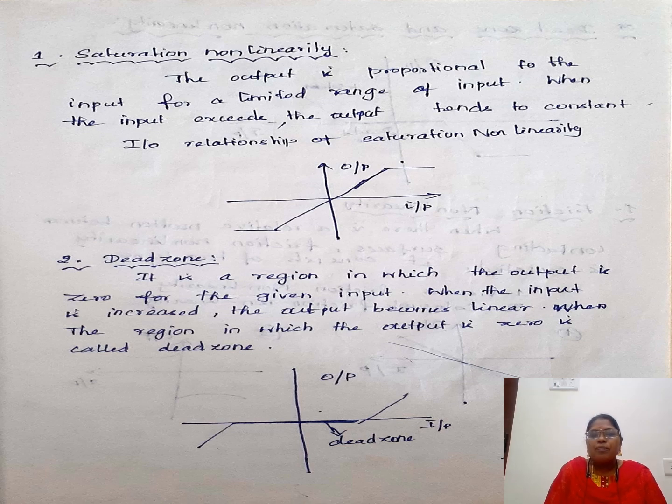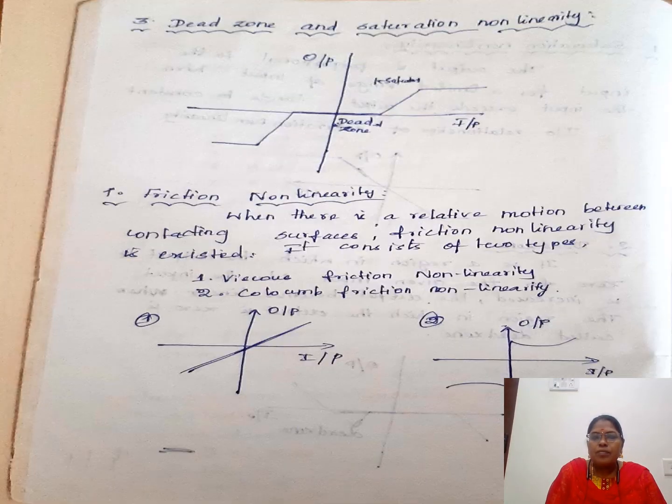And the dead zone is, if you take the input and the output for a particular period, the output remains dead. Then the input starts responding so that you get an output. So this we call a dead zone. And the next one is the dead zone and saturation nonlinearity. Up to this region we call it dead zone, and up to this second part we call it saturation. It has both dead zone as well as saturation.